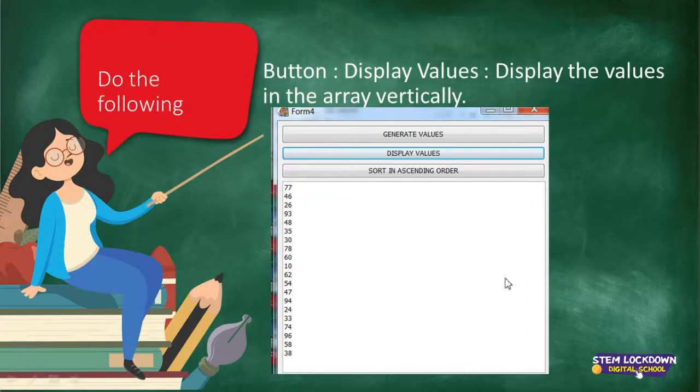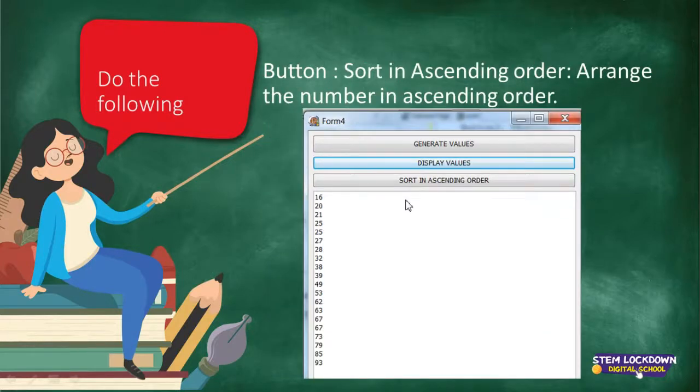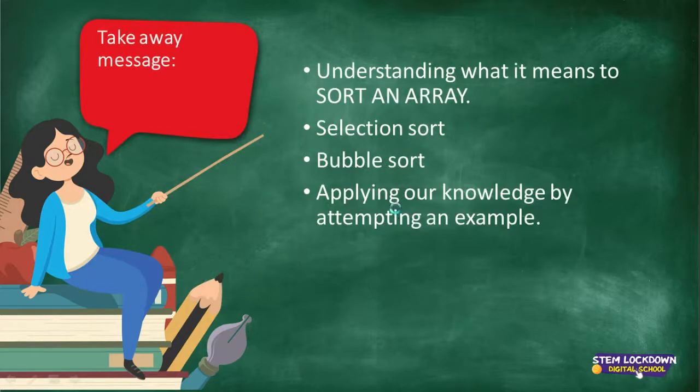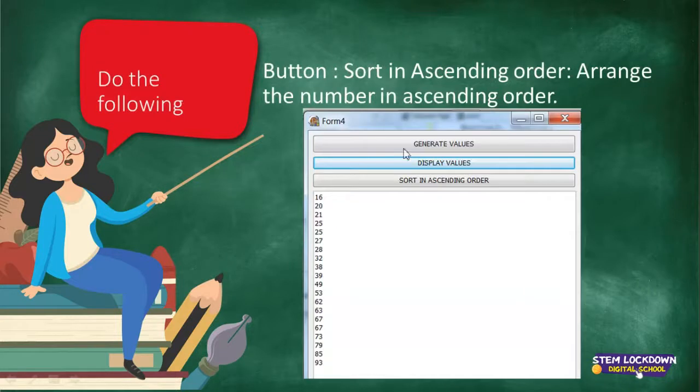Okay, so when we click the sort in ascending order, I want you to arrange the numbers in ascending order. Now, how is this going to work? When I click this button, it should sort the information, but I want to click on the display values again so that it will show the values in ascending order.